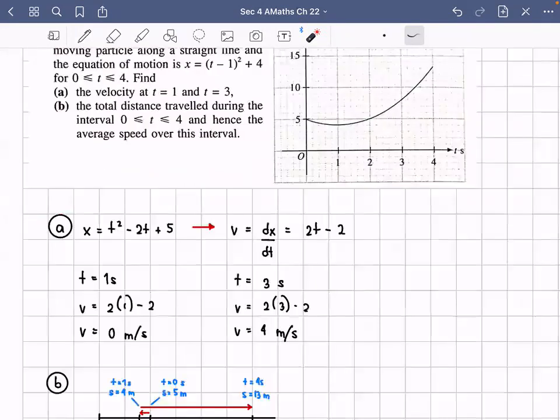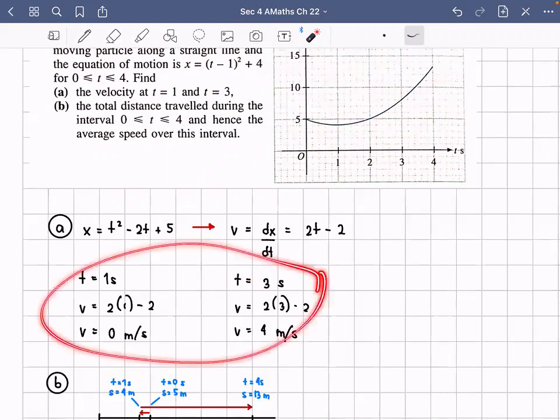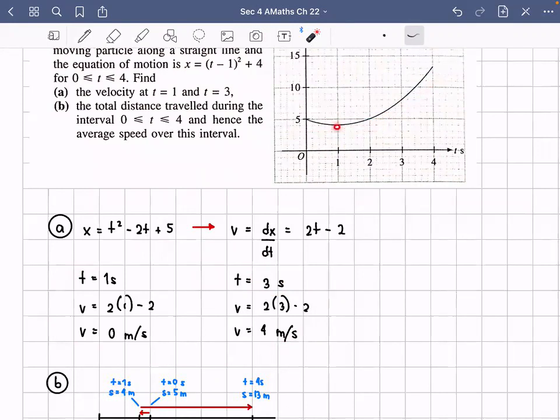Okay, so at 1 second, just plug in 1 in the velocity function. So that is 0 meters per second. That's the first velocity at 1 second. Now at 3 seconds, the velocity is 4 meters per second. So again, this is another way, and then the tangent is also another way. So it's up to you which one you want to use. Of course, if you want to be more accurate, I'll go for this. But if you want to answer this faster, you can just draw the tangents and find the gradient of those lines.